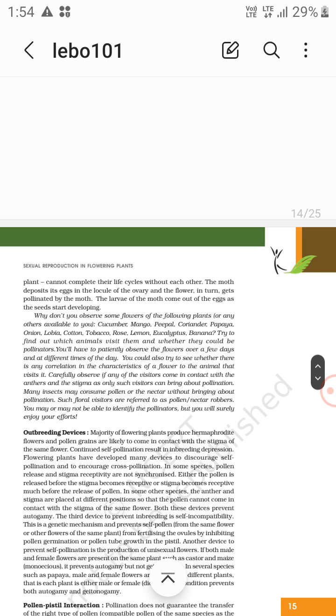Okay, many insects may consume pollen or the nectar without bringing about pollination. Such floral visitors are referred to as nectar robbers or pollen robbers.